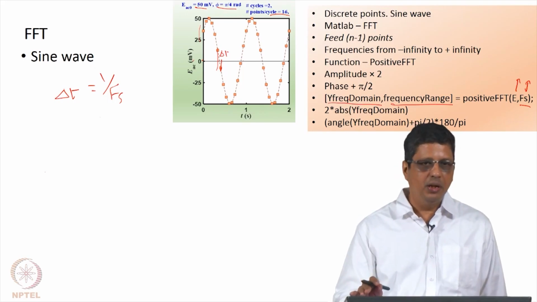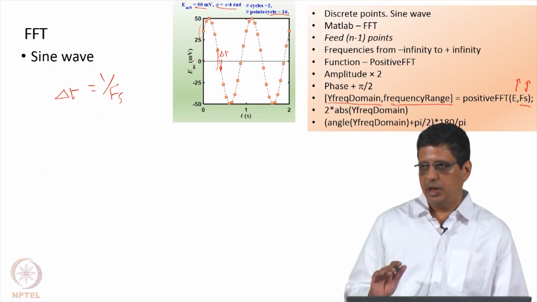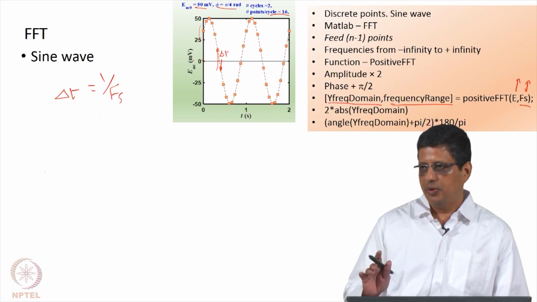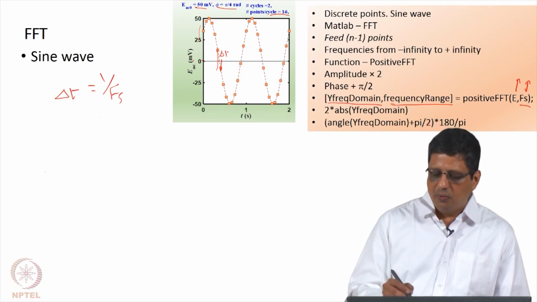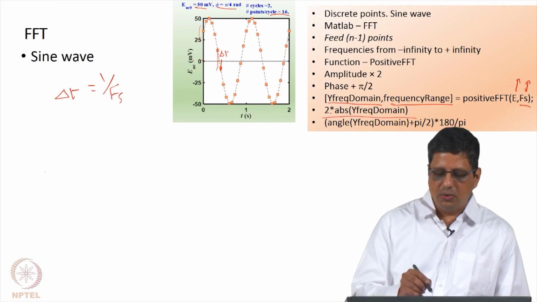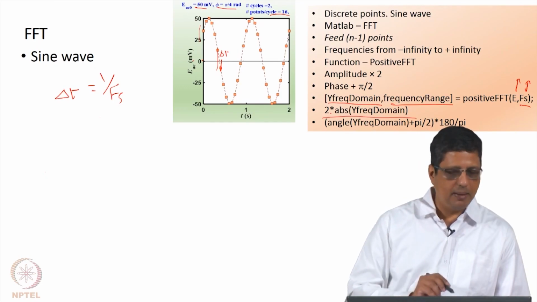This is the implementation. How is it done inside MATLAB? I do not know and I am not going through that. You can use an FFT program and get this. When you get the value, multiply by 2 in this implementation to get the amplitude.